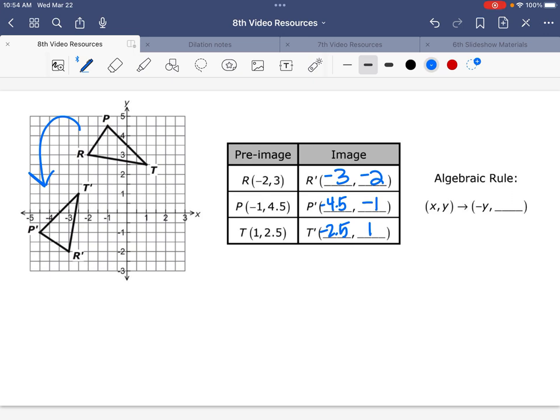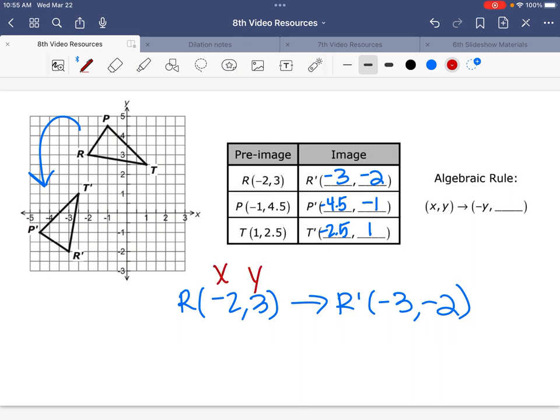So to identify the algebraic rule, we want to start looking for patterns. And so if I simply look at point R, I see that point R has (-2, 3), and then it became R prime, which is (-3, -2). I see that X and Y, so if this is my original point, they have flipped. So the Y has moved into the X spot, and the X has moved into the Y spot. I see -2 stayed the same, but the 3 changed signs. So we took the opposite of the Y value, and then X.